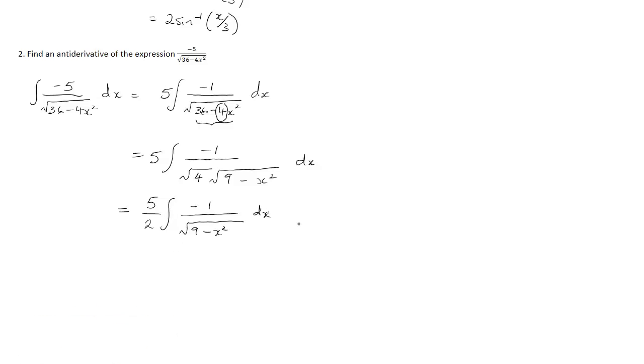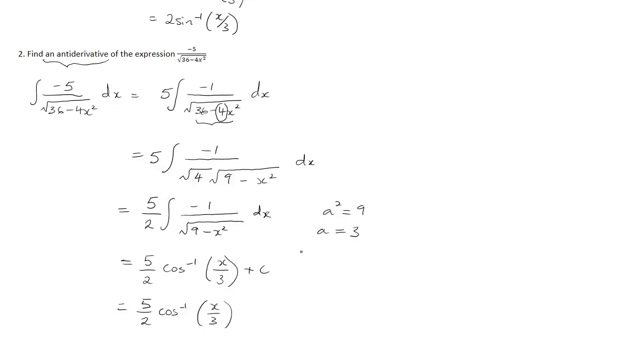So we know that, again, in this case, a squared is equal to 9, and so a is simply 3. And when we use our table, we know that we will be dealing with cos inverse of x on 3 plus c. And again, because it says an antiderivative, it's okay to make c 0 or any number. You're just finding one antiderivative. So you've got this expression. Just to keep it simple, I've chosen to make c equal to 0.